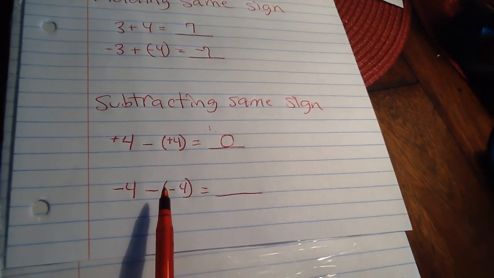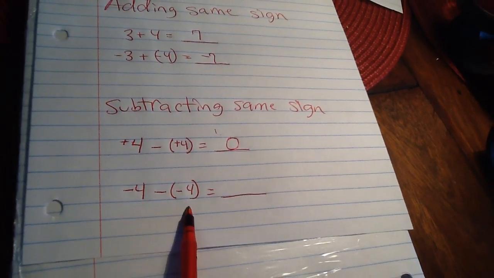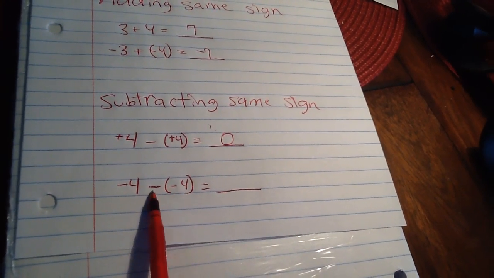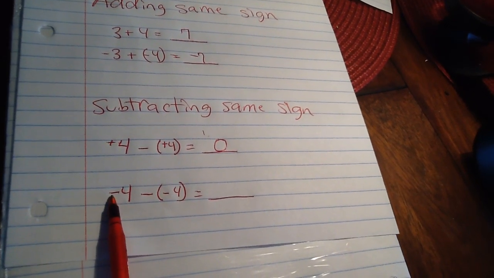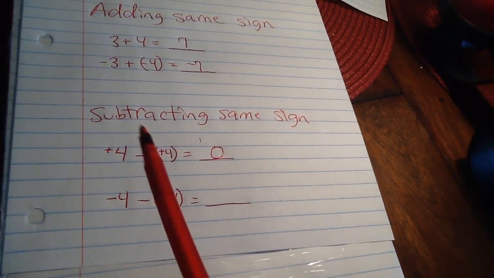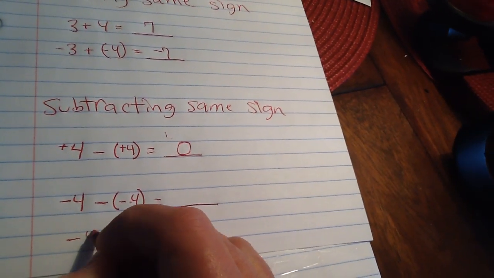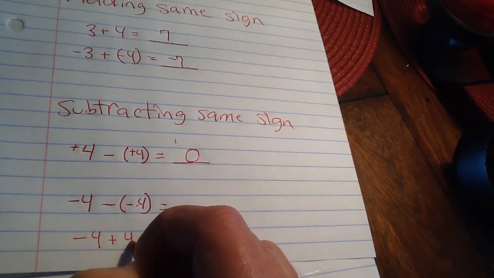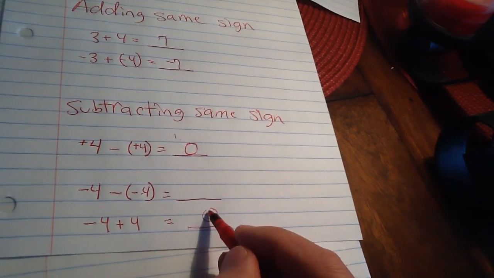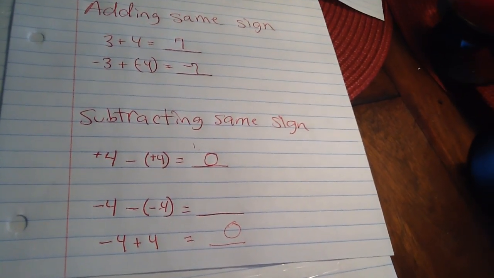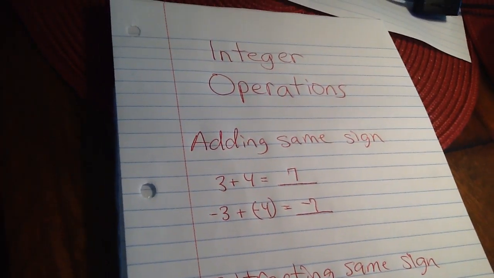Now, a little different theory here when you've got minus and negative. It kind of goes back to order of operations. When you have two things side by side like this, it technically is a positive. So it's negative 4 plus, because a negative times a negative is a positive, and we'll get into that a little later. So what you've got here ends up with negative 4 plus 4. They cancel each other out, and you end up with 0. Alright, so there's adding and subtracting the same signs.